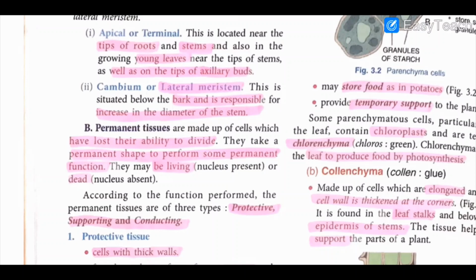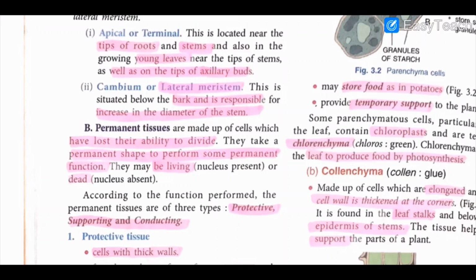Now, according to the function performed, the permanent tissues are of three types: protective, supportive, and conducting. Alright? So I will keep having revisions throughout this lesson so that we remember the whole flow chart that we have to go through right now. Okay, so under plant tissues you have meristematic and permanent, and under permanent you have supportive, protective, and conducting. So let's start off with the protective tissues.